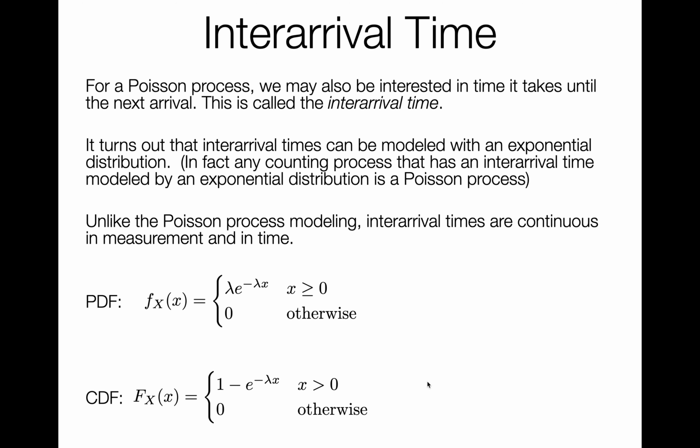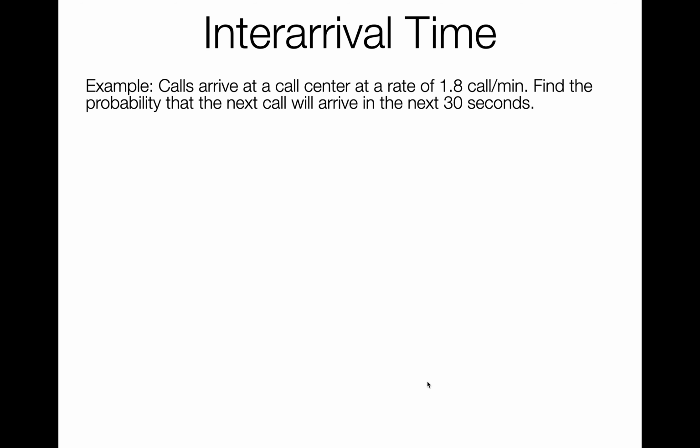Now let's look at an example. How would we actually use this? Take this example. We have a call center, and calls tend to arrive at this call center. Calls arrive at a call center at a rate of 1.8 calls per minute. Find the probability that the next call will arrive in the next 30 seconds.